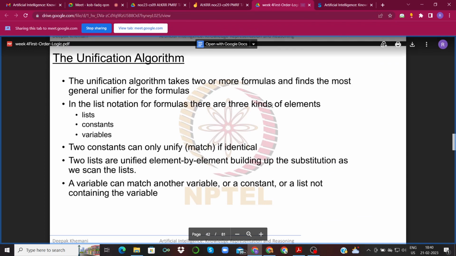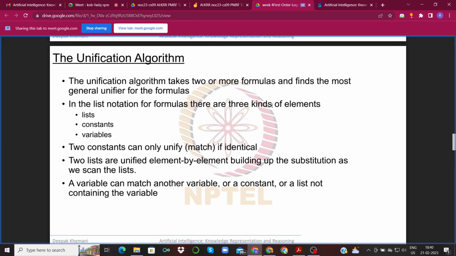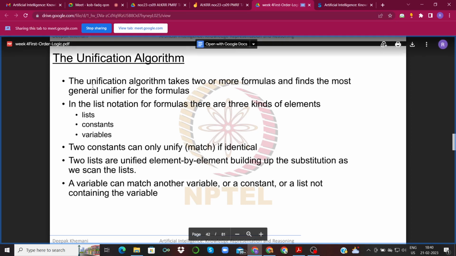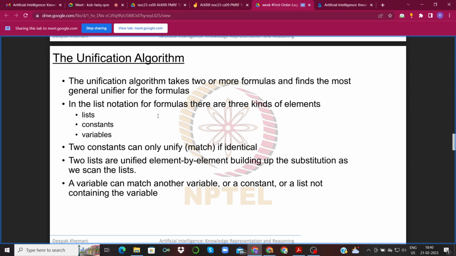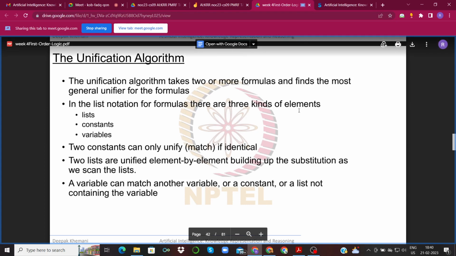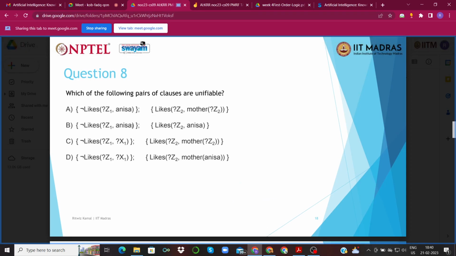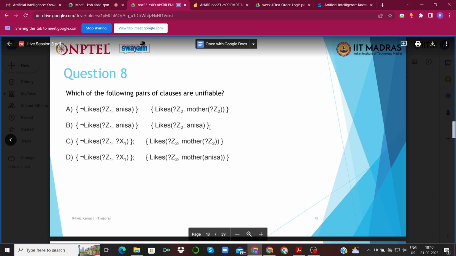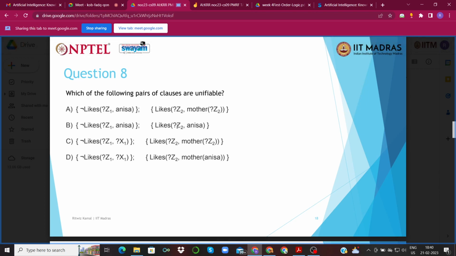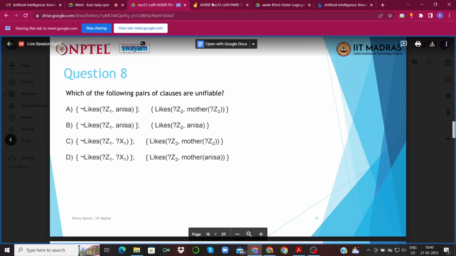I'll just share the unification algorithm with you guys just for a refresher. Remember, the unification algorithm takes two or more formulas and finds the most general unifier of the formulas. In the list notation of formulas, there are three kinds of elements: lists, constants, and variables. Two constants can only unify or match if they are identical. So this condition was there in the B option, if you remember, right? So Anisa and Anisa over here, both were constants and identical, so we could unify them. And Z1 and Z2 are variables, so we can easily unify them.